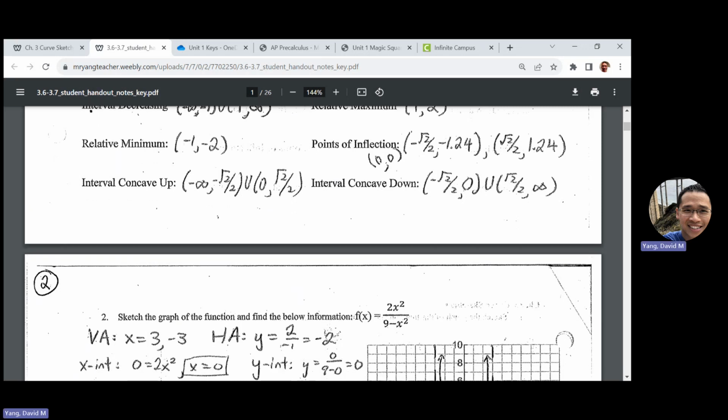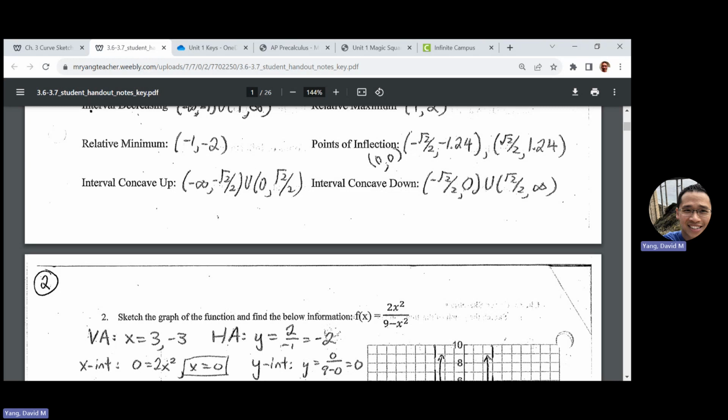What if the degree on the top was lower? Then it would just be 0. So if it was 2x over 9 minus x squared, the horizontal asymptote would be at y equals 0 because the denominator is higher. And if it was greater, there's no horizontal. If the top has a higher exponent, then there is no horizontal asymptote.